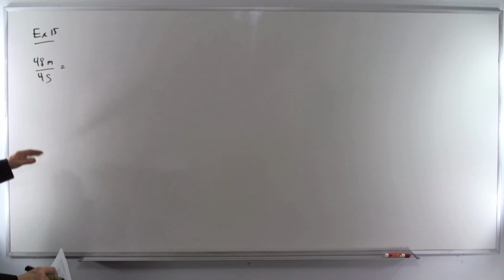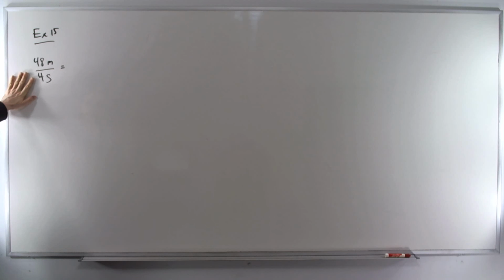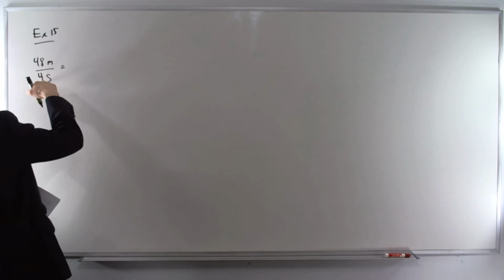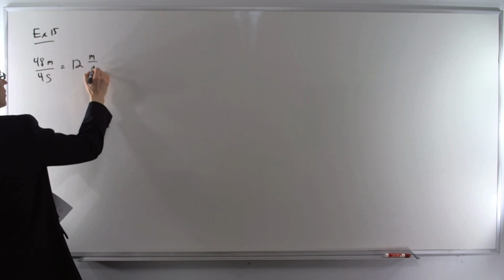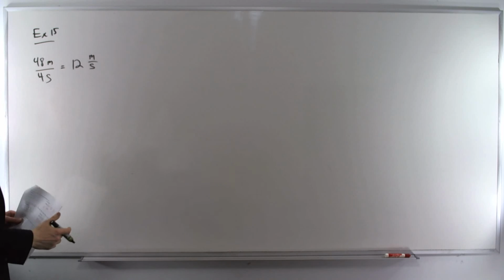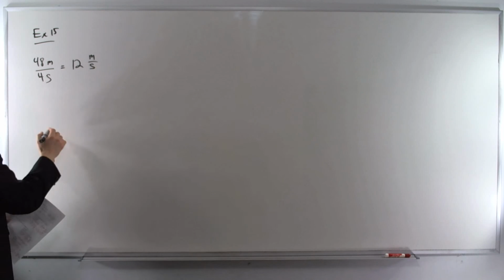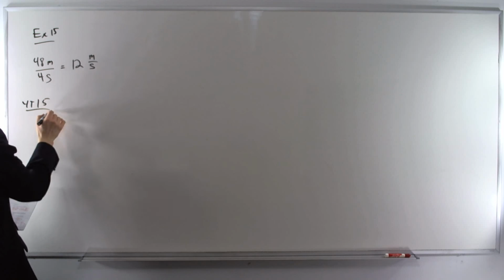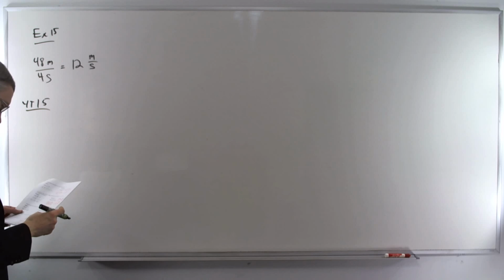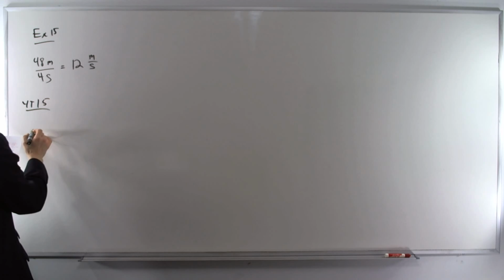So we divide like this, 48 meters divided by 4 seconds. We'll just keep both of these units in the answer. We'll divide the numbers out. 48 divided by 4 gives us 12. And units, meters per second. Your turn, number 15.